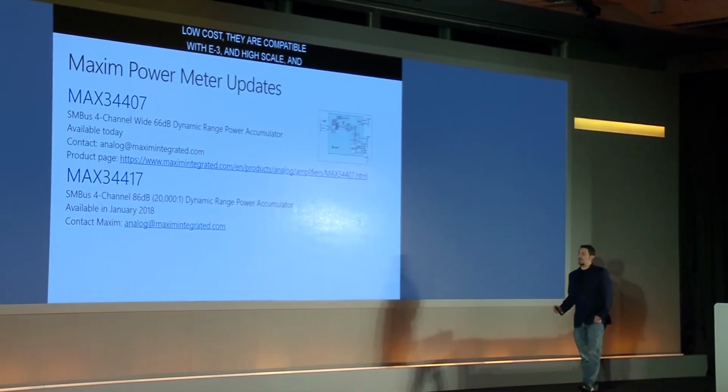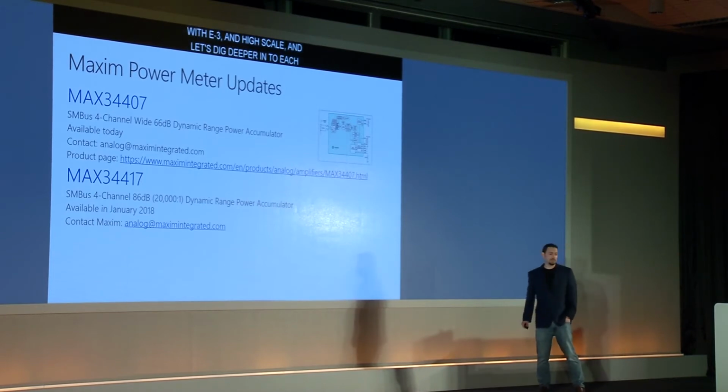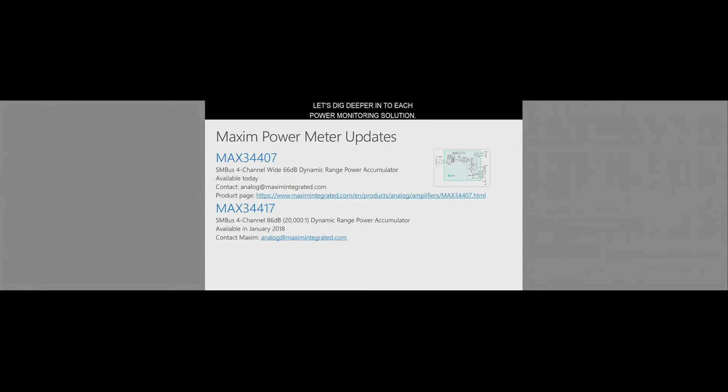Maxim developed the Max 34407 power meter when E3 was first introduced in the original version of Windows 10. The chip was used in several pre-production and production devices, and Maxim is currently working on a new release called the Max 34417, which is due out sometime in early 2018. I encourage you to reach out directly to Maxim at analog@maximintegrated.com if you have any follow-up questions.